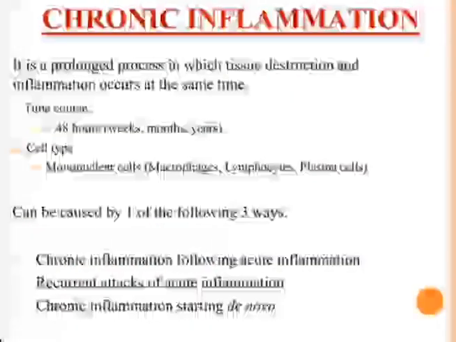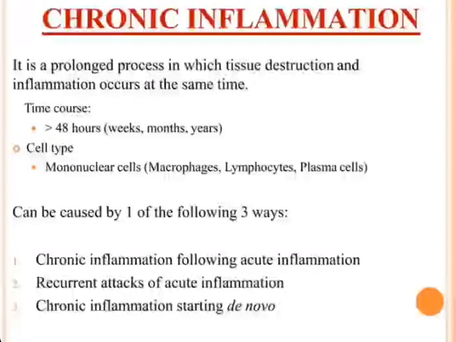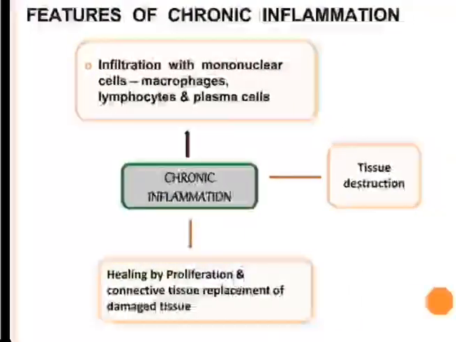Chronic inflammation. It is a prolonged process in which tissue destruction and inflammation occur at the same time. The time course is more than 48 hours. Cell type: mononuclear cells, macrophages, lymphocytes and plasma cells. It can be caused in one of the following three ways: chronic inflammation following acute inflammation, recurrent attacks of acute inflammation, and chronic inflammation starting de novo.